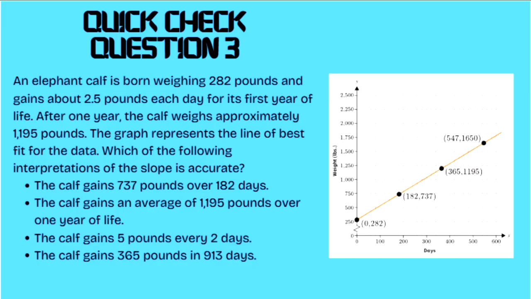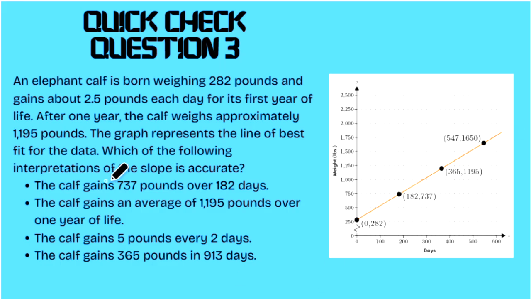Here's quick check question number 3. An elephant calf is born weighing 282 pounds and gains about 2.5 pounds each day for its first year of life. After 1 year, the calf weighs approximately 1,195 pounds. The graph represents the line of best fit for the data. Which of the following interpretations of the slope is accurate? So we're just looking at the slope, trying to figure it out.